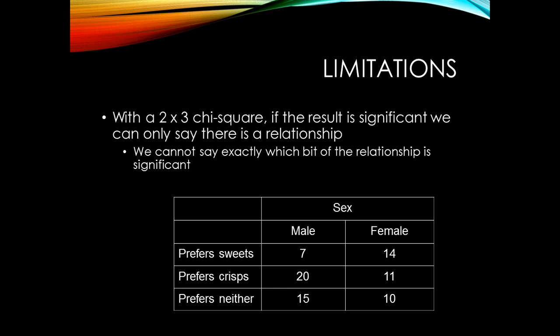If we wanted to look at a 2 times 3 one, on this occasion we've got people who prefer sweets, people who prefer crisps, and people who either don't like either or like both equally the same. So they don't have a preference one way or the other. And of the people who ticked the prefer neither, we don't actually know whether it's that they like both the same or that they can't stand either. We just know that they don't have a preference. And so you've got 15 men and 10 women who tick the don't have a preference one way or the other.